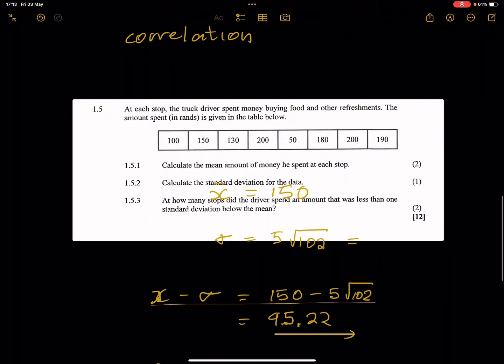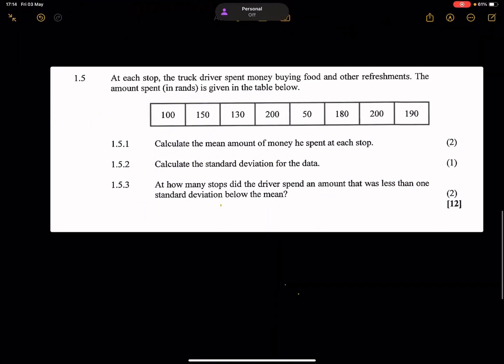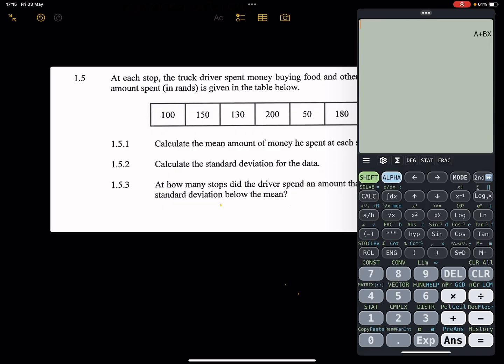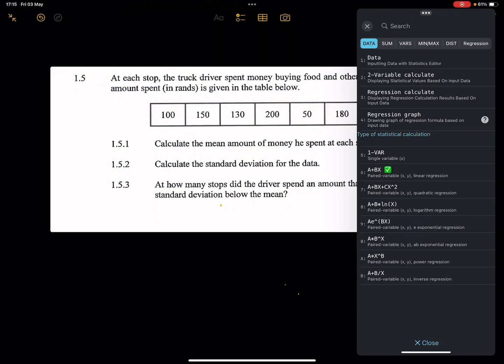Now the next portion says, at each stop, the truck driver spent money buying food and other refreshments. The amount spent in rands is given in the table below. Now, this is single variable data, right? So in this case, we're going to go back to our calculator. And what we are going to do, again, we're still in stat mode, but this time around, we are going to go to one variable.